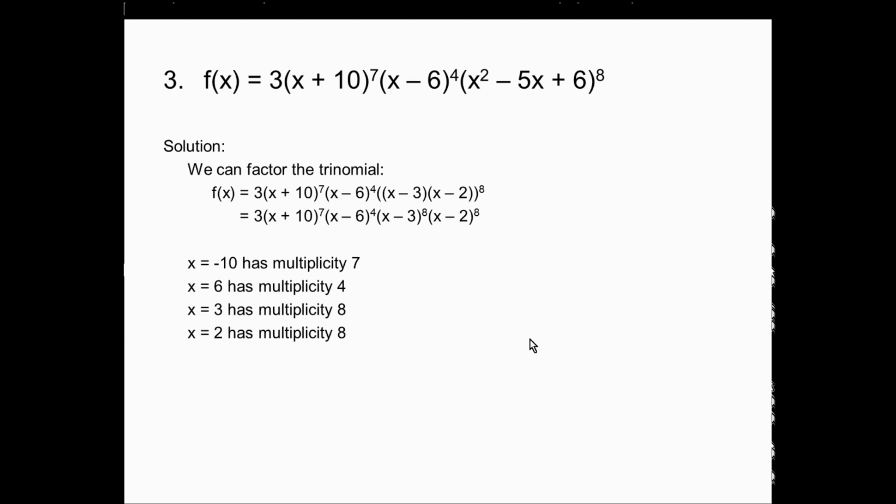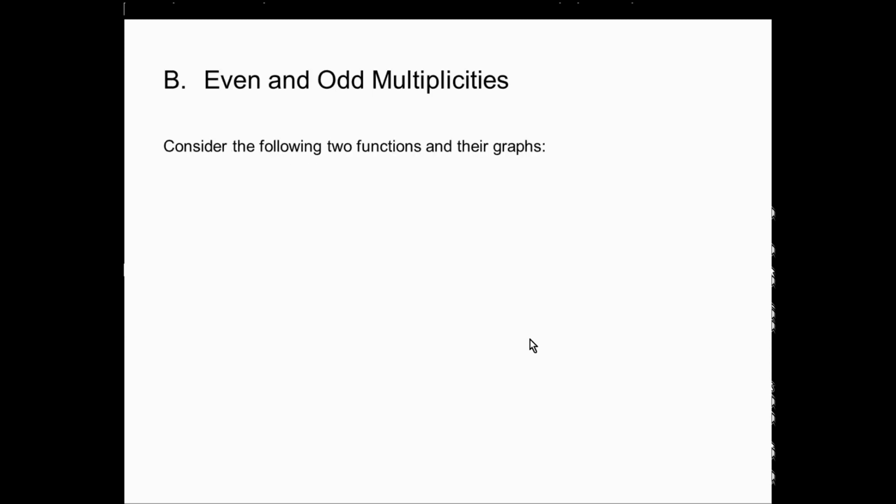Remember, multiplicity is just a number. So even and odd multiplicities. Okay, consider the following two functions and their graphs. I'm going to make it kind of easy for us. I've got f of x equal x minus 2 squared, and g of x equals x minus 2 times x plus 3. Now notice for both of them, x equal 2 is a 0. In f of x, the multiplicity is 2. In g of x, the multiplicity is 1.